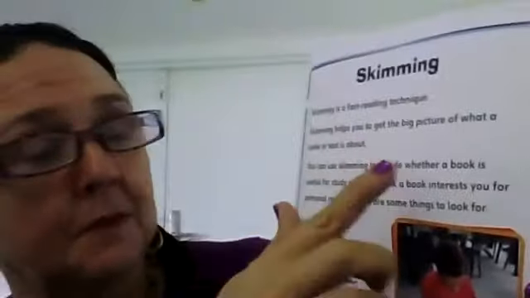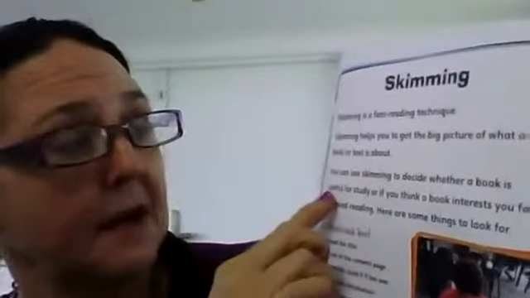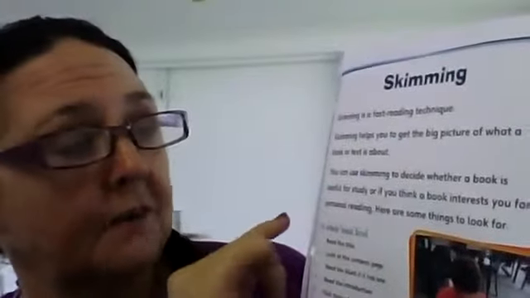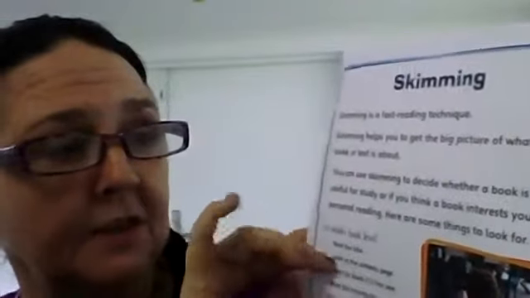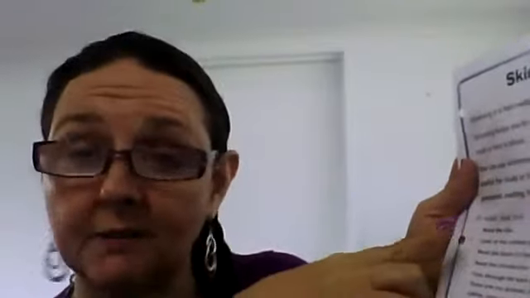Skimming helps you to get the big picture of what a book or a text is about. You can use skimming to decide whether a book is useful for study or if you think a book interests you for personal reading. And here are some of the things that you should look for, at a whole book level. That's like what I was telling you when you're trying to decide, is this the book? You could just look at the titles like I was just talking about, but there's so much more that you can have a look at without stopping and really reading the whole thing, just skimming.